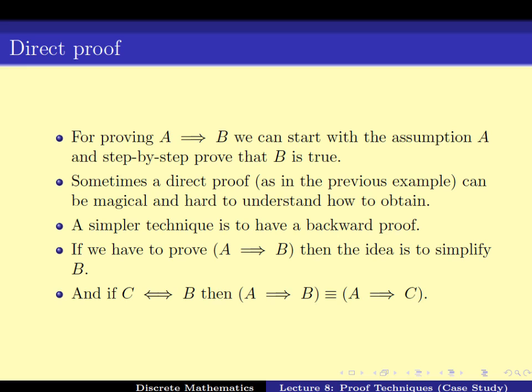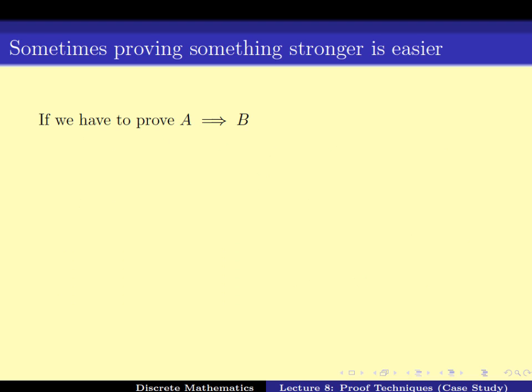Now in this video, let's start with one more special case that can arise. Namely, sometimes proving something that is stronger can be easier. What do we mean by that? Say we want to prove A implies B, but I know that C implies B. So if I can prove A implies C, then immediately it will imply A implies B.